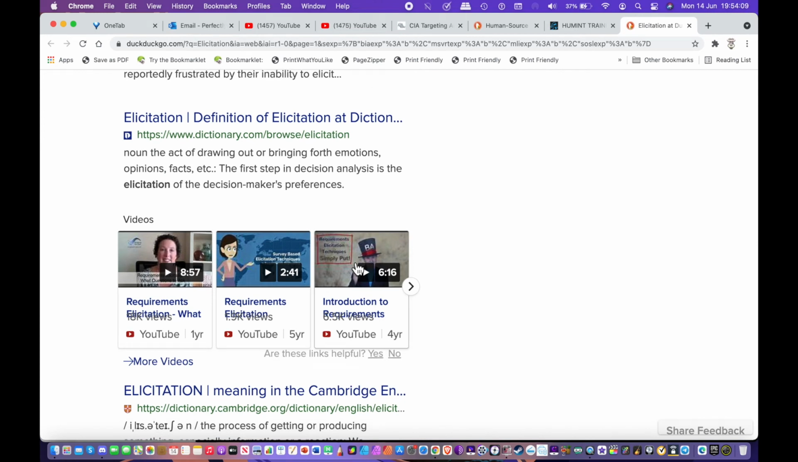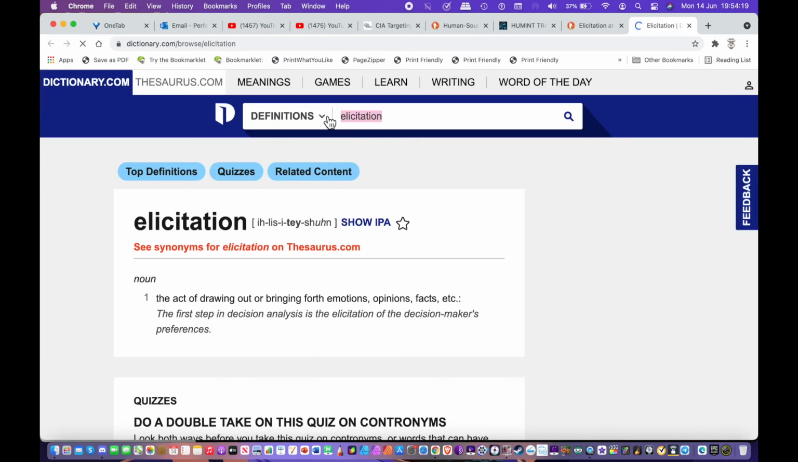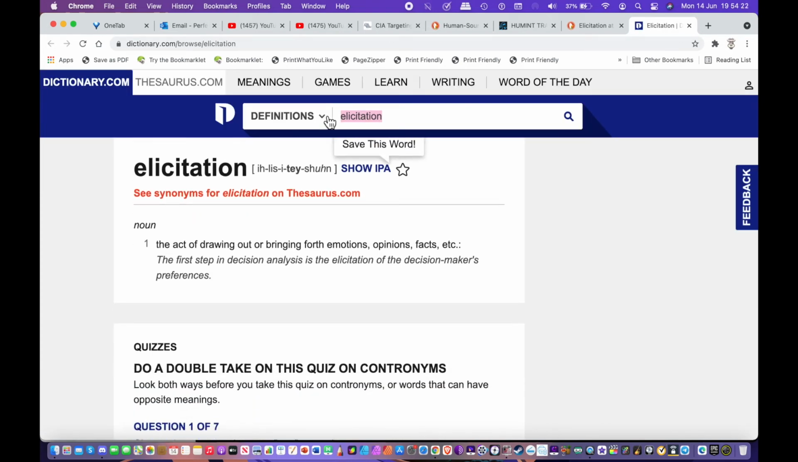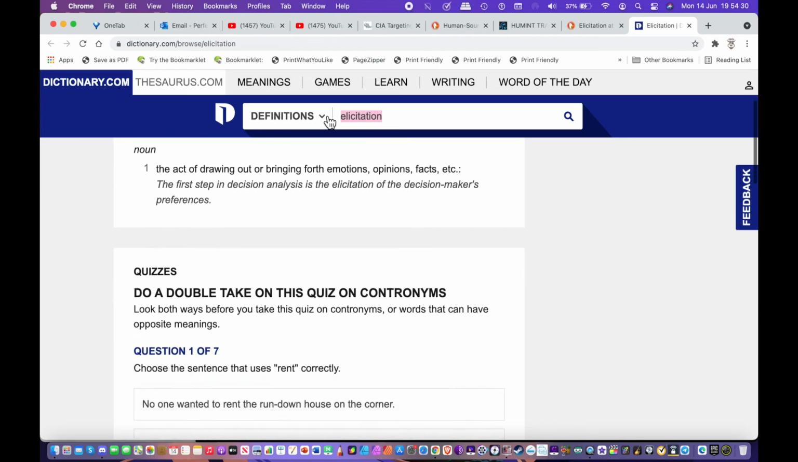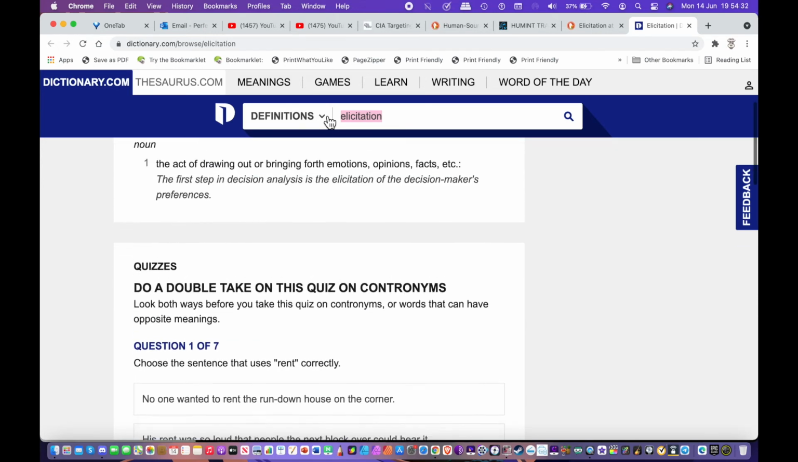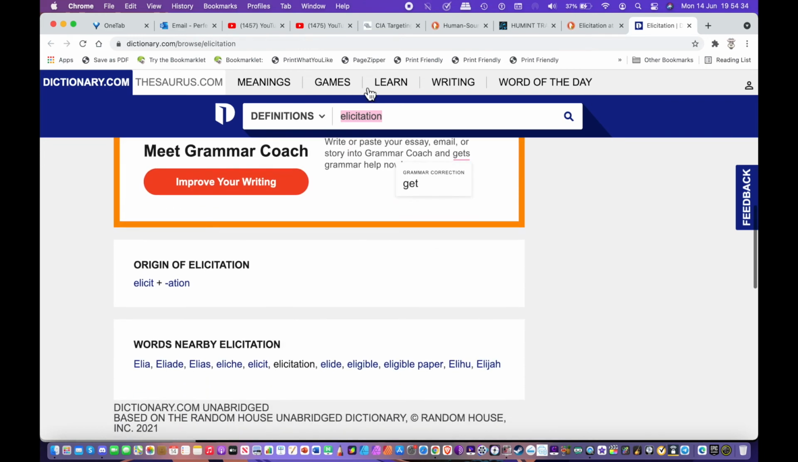Drawing out or bringing forth emotions, opinions, facts, etc. The first step in decision analysis is the elicitation of the decision maker's preferences. Okay.